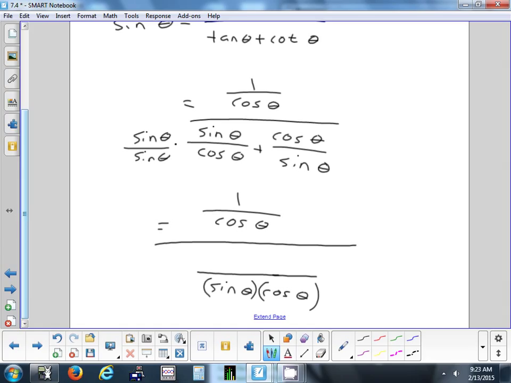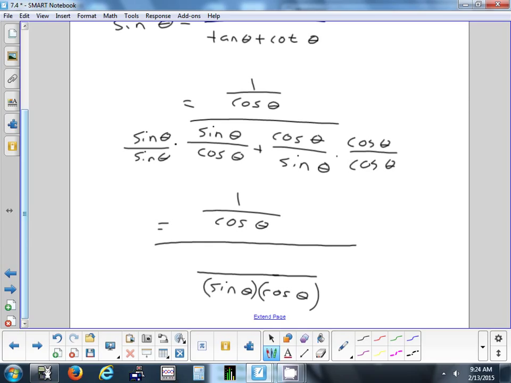What about in my other fraction? Still going to multiply top and bottom by the same thing. But I want to get a denominator of sine times cosine. Cosine over cosine. Very good. Okay, it's our common denominator. That's already taken care of.